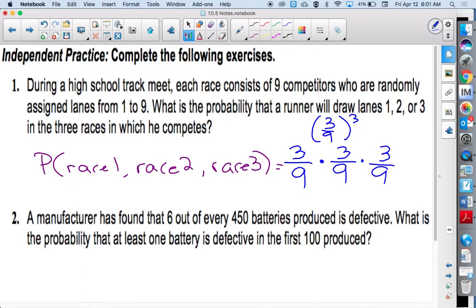So Emma, if we multiply them and reduce that, that gives you 27 over what? 729.